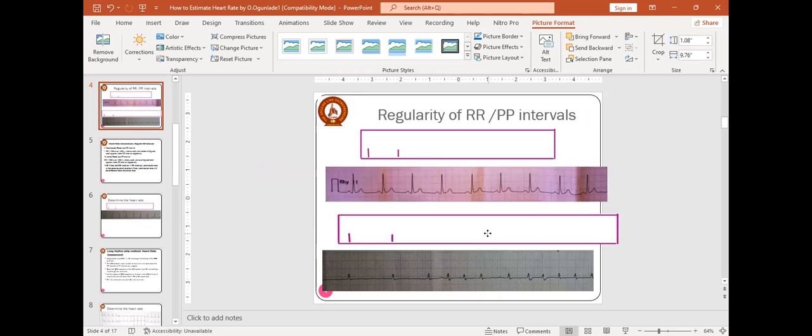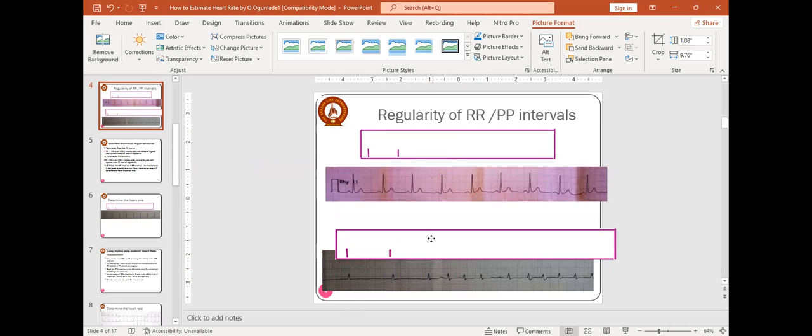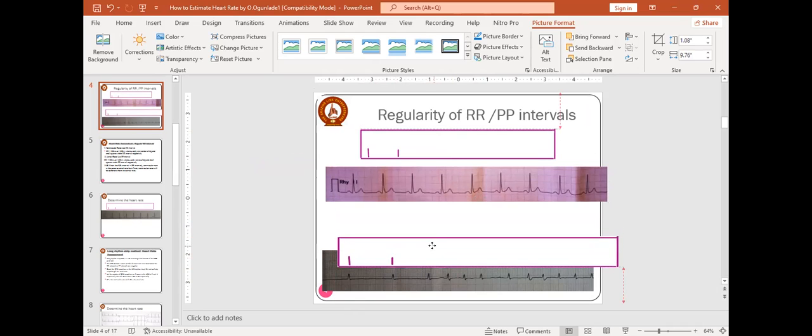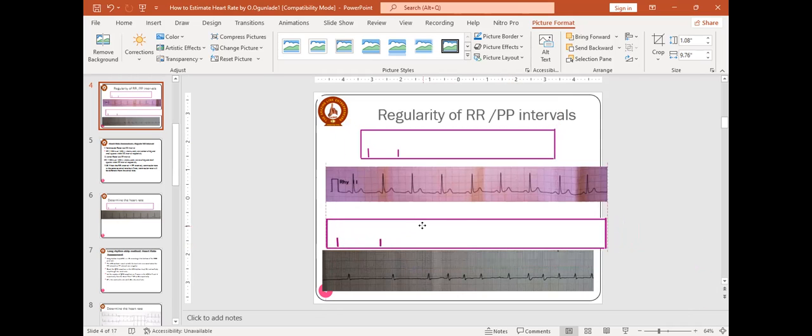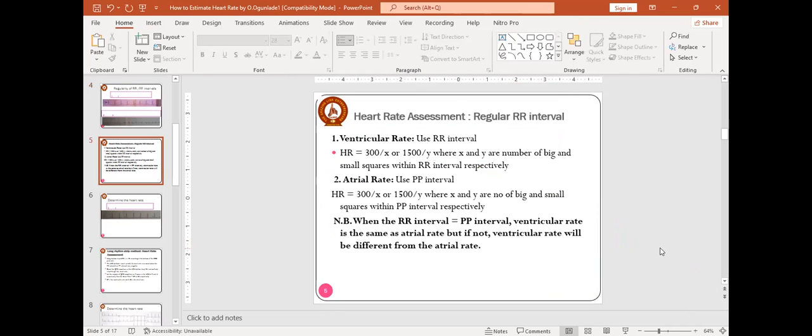First of all, get the 2 points for the first 2 RR intervals. Now you slide to see the regularity. You see there's no alignment, so the lower panel is irregular. Having determined the regularity or irregularity, you now move ahead to calculate the heart rates.